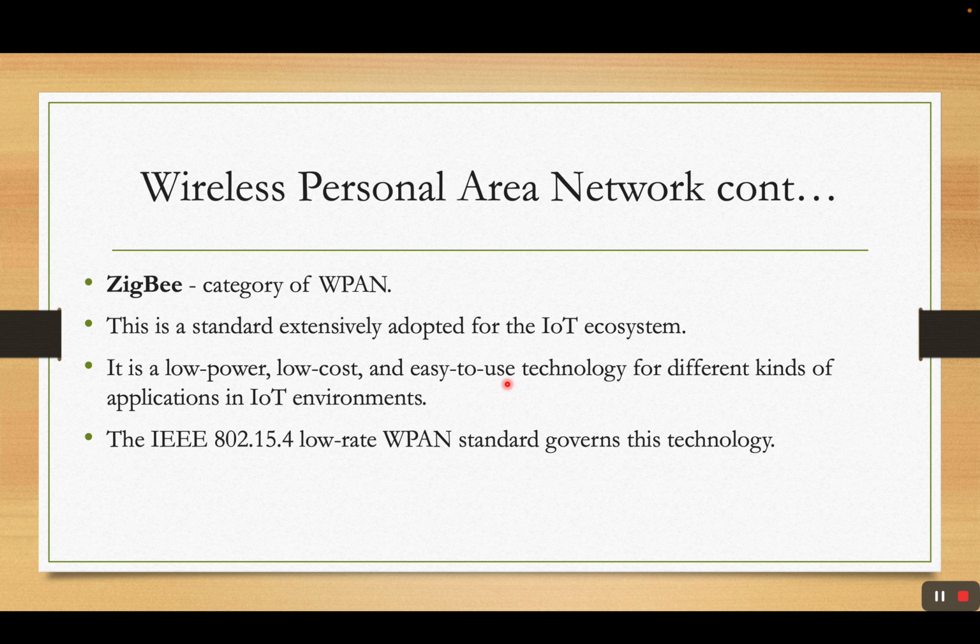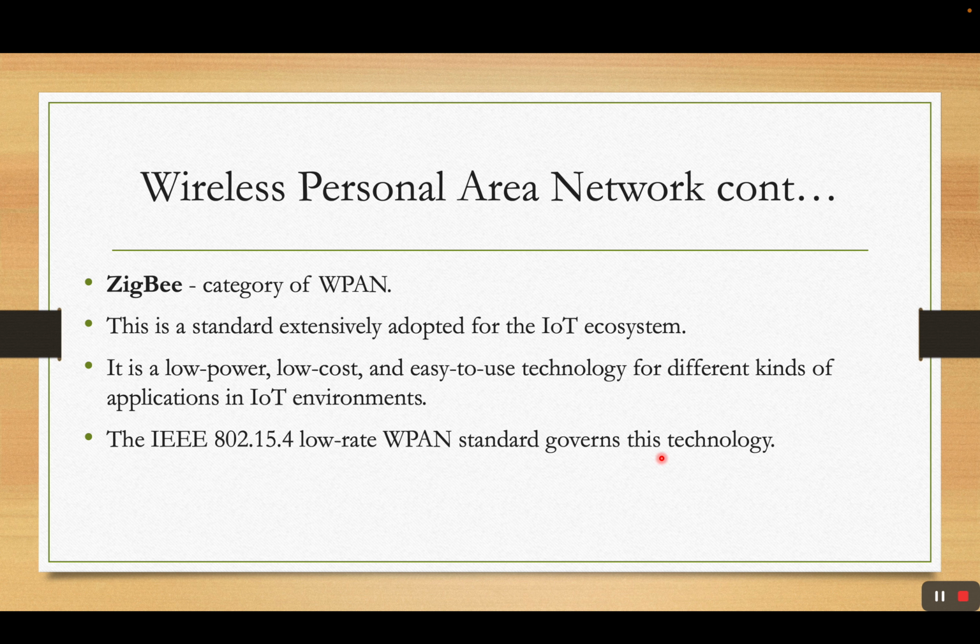Now, ZigBee is another category of wireless PAN. It's a standard extensively adopted for the IoT ecosystem. It is a low power, low cost, easy to use technology for different kinds of applications in IoT. The IEEE 802.15.4 low rate wireless PAN standard governs this technology, by the way.